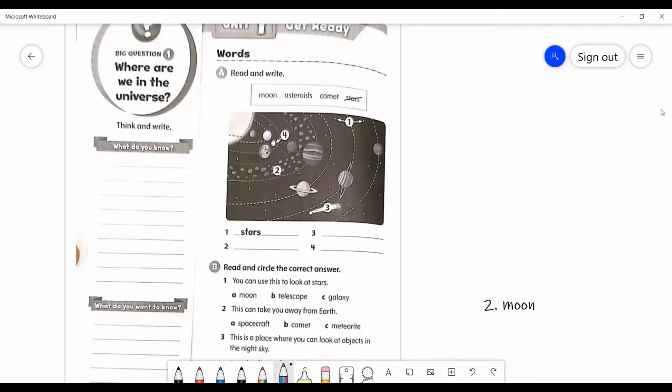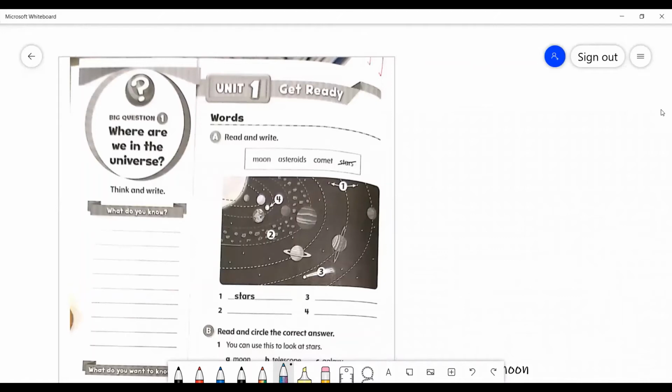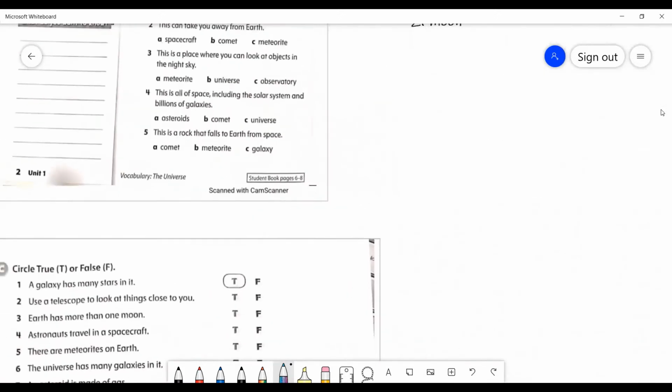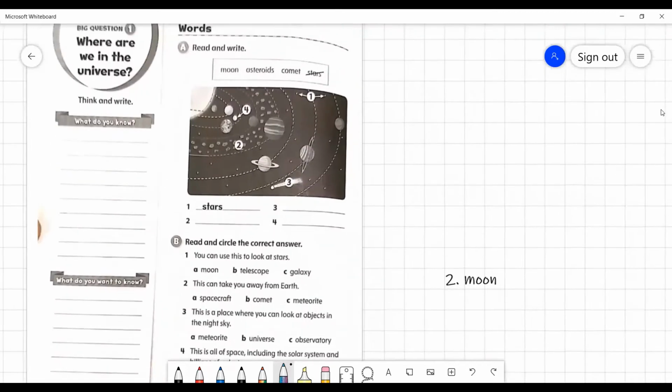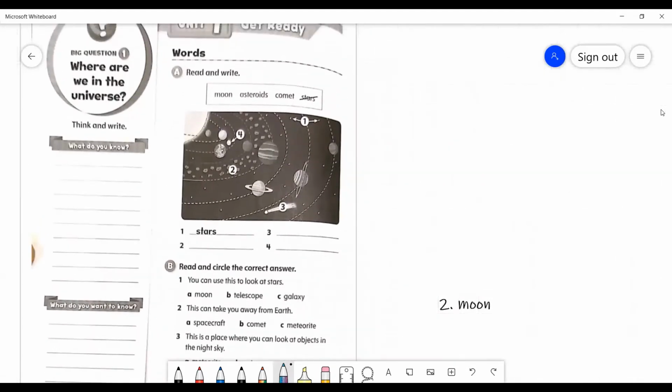Now we are going to solve Unit number 1. Get ready. The workbook page number 2, Unit 1. Words, read and write. There are 4 blank places. With the help of the given words, we have to complete these 4 parts.